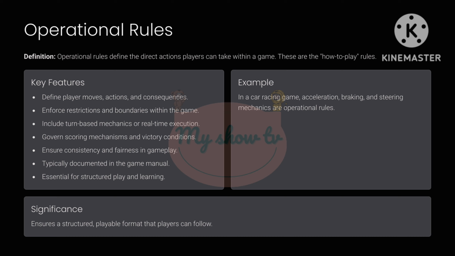Example. In a football video game, operational rules include dribbling mechanics, passing mechanics, and rules for fouls and penalties. Significance. These rules create the structure of a game, making it playable and engaging. They also influence game difficulty and player skill development.